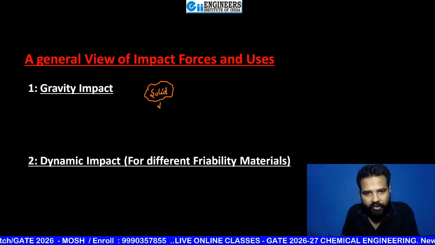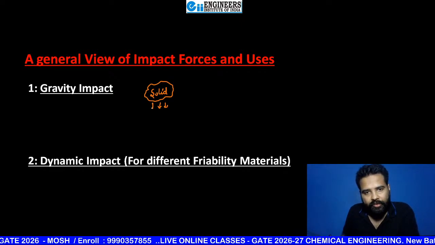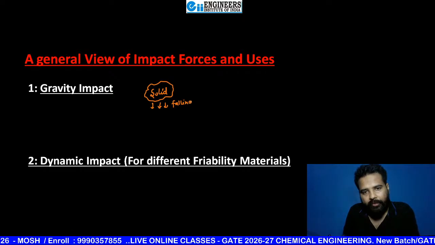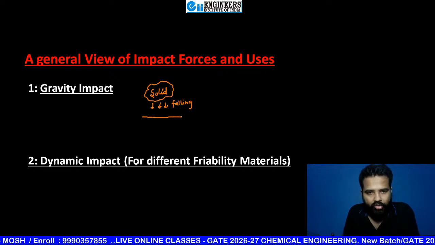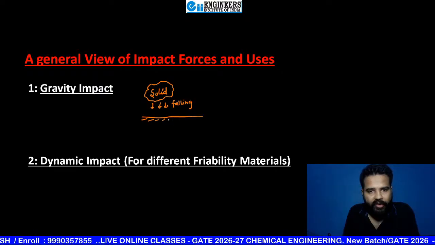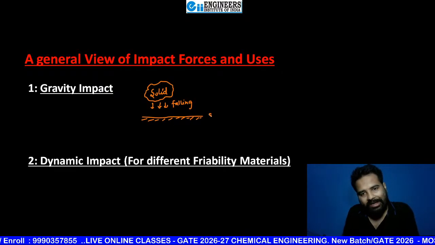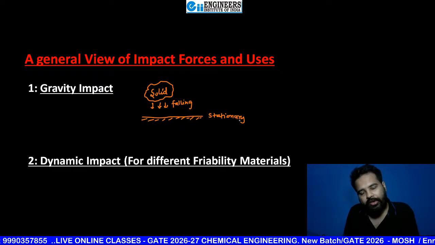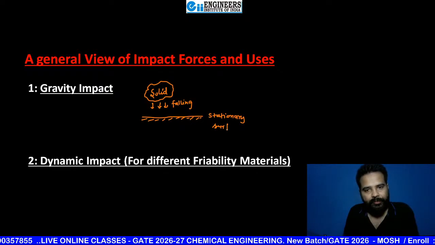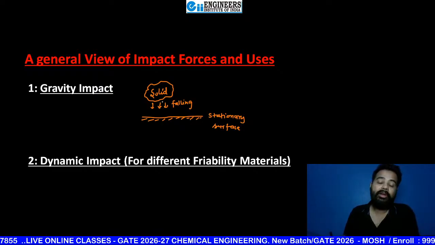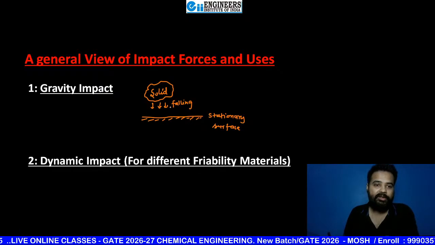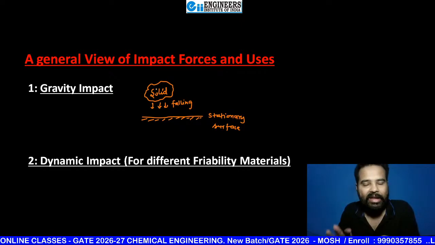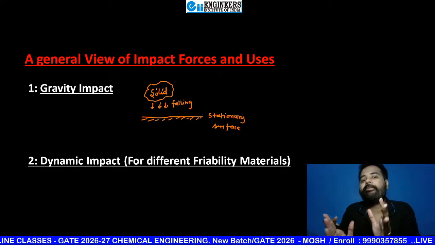Okay, a solid is free falling. The solid is falling here, and where is it going to hit? It is going to hit this stationary surface. Okay, beta, it is going to hit this stationary surface. So whenever you see this type of thing happen in any equipment, you can say gravity impact works here.